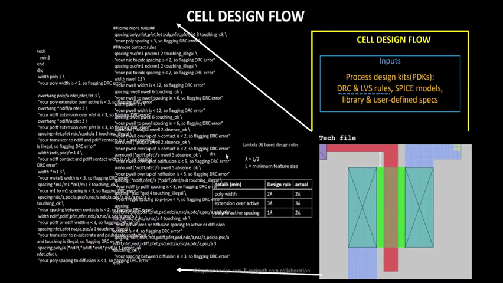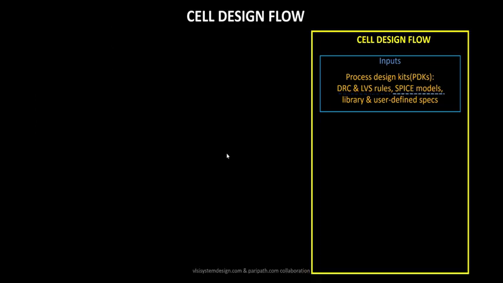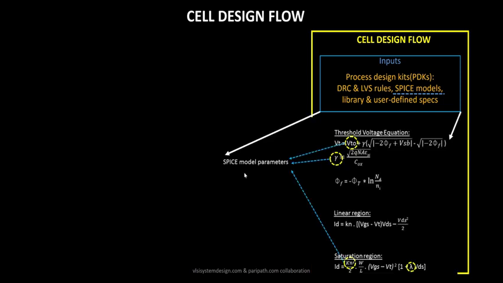The next input that you get from your foundry is SPICE models. For example, if you look into the drain current equations, if you look into your threshold voltage equations for your inverter, you will see something like this. The threshold voltage equation is the initial threshold, the threshold voltage without the substrate bias, plus gamma times the square root of 2 phi plus VSB minus the square root of 2 phi. These are equations taken from one of my courses called circuit design and SPICE simulations. You might want to have a look into that course to understand where these formulas come from.